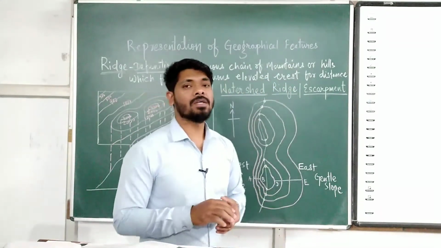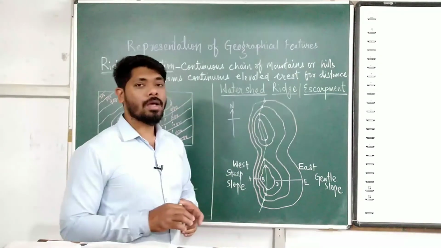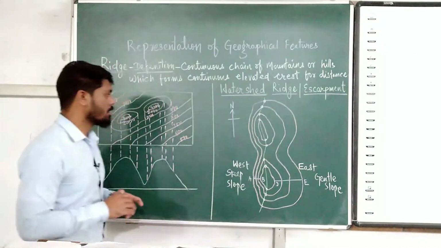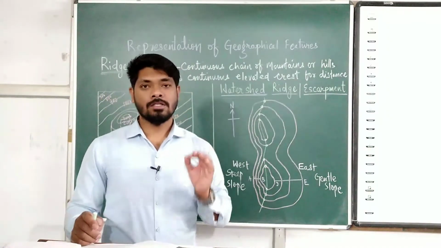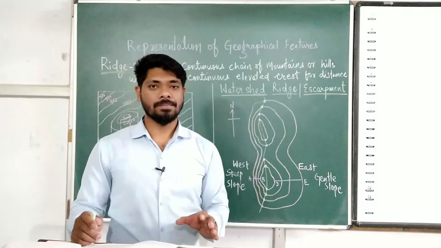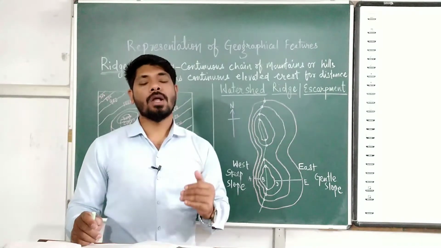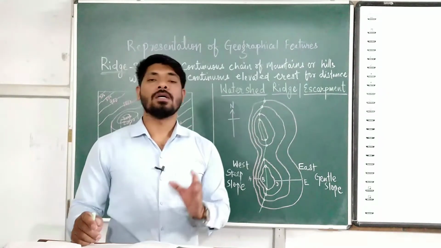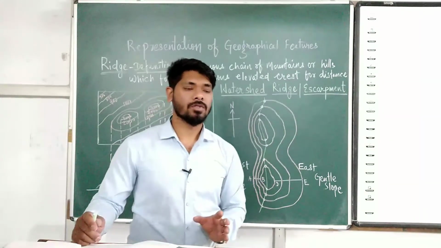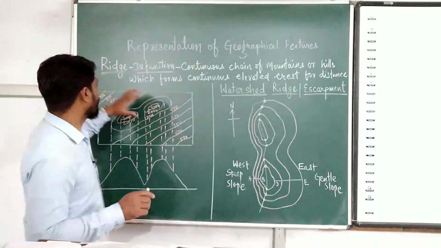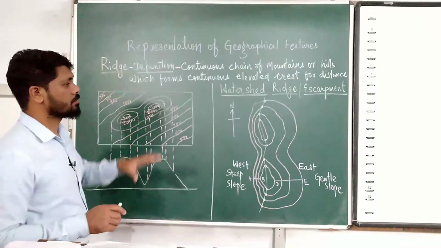You may be familiar with contour lines. You know that the closer they are, the steeper the landscape will be, and if the contour lines are far away from each other, they indicate a gentle slope. So let's see the first one, that is ridge.